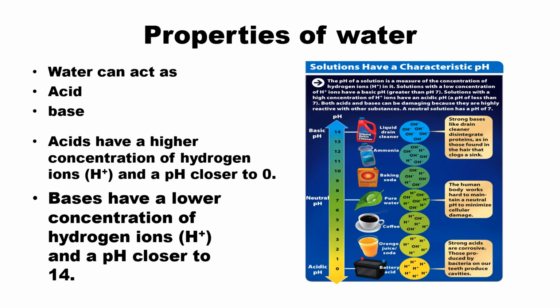Acids have a higher concentration of hydrogen ions, and on the pH scale, they are closer to 0, versus the bases. Bases have a lower concentration of hydrogen ions, and on the pH scale, they are closer to 14. And if you are around 7, you are neither acidic nor basic, you're basically neutral. And that's the pH of the blood that we have in our body, it's neutral.